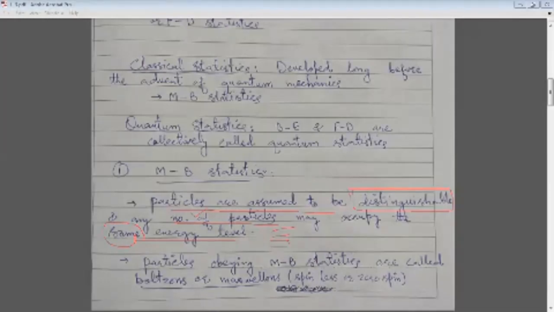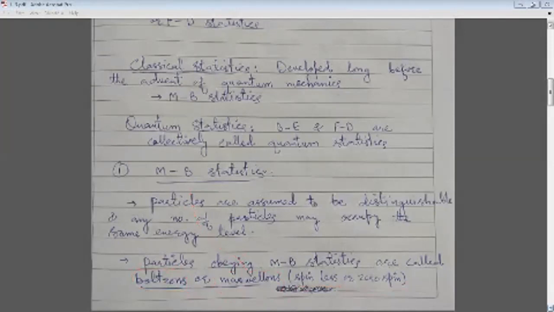So what are the particles which basically obey this Maxwell-Boltzmann statistics? Those are called Boltzons or Maxwellians. These particles are basically spinless, or you can say zero spin. Zero spin or spinless particles are called Boltzons or Maxwellians. Why? Because they obey this Maxwell-Boltzmann statistics.